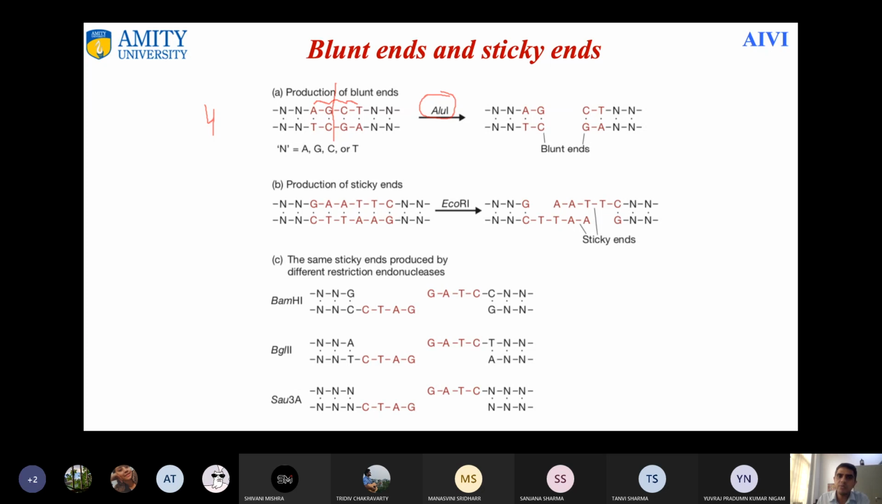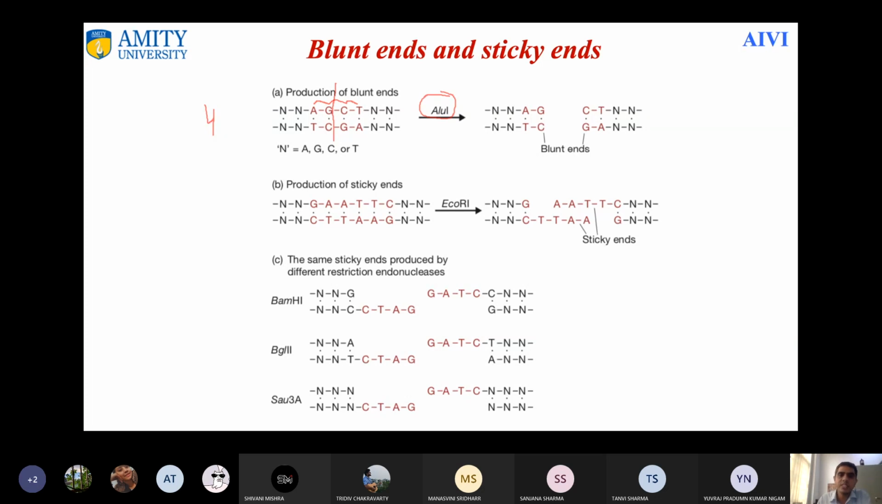Those enzymes which produce a blunt cut, meaning they are cutting at the same location on both the strands, are called blunt end cutters. Okay, so another way of cutting is the sticky end. We produce a sticky end. So why is the term sticky there?